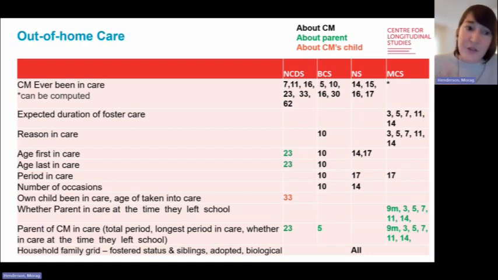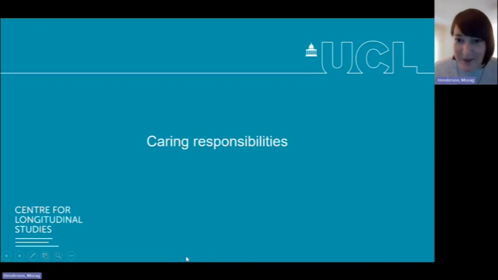We've got age of care, duration of care, period of care captured sort of differentially across the cohorts. And then for the Millennium Cohort Study, you see quite a lot of information about the parents' experience of care, in addition to the cohort members' experience of care. So that's a sort of high-level introduction to that.